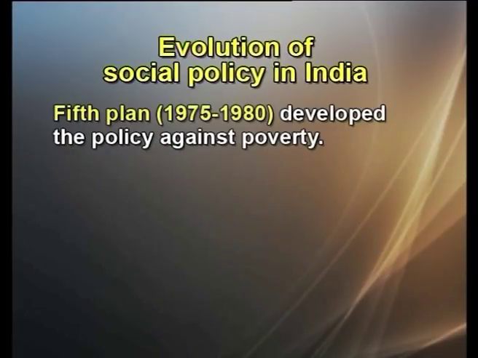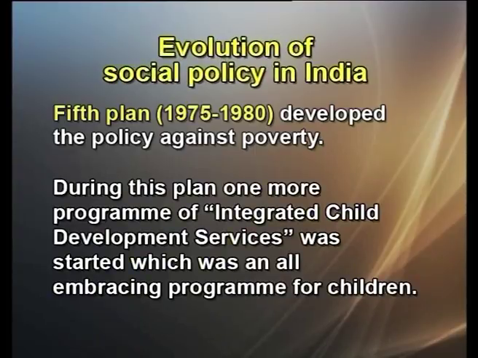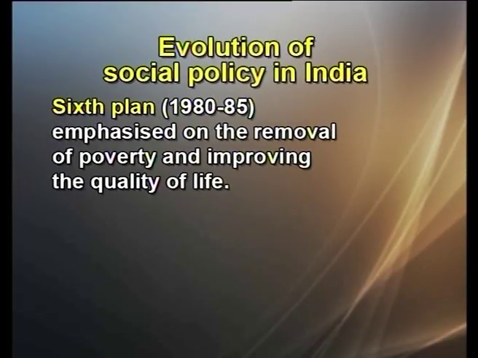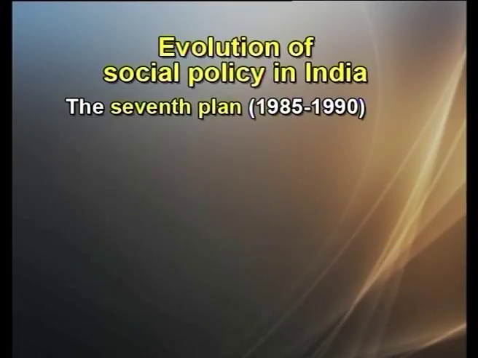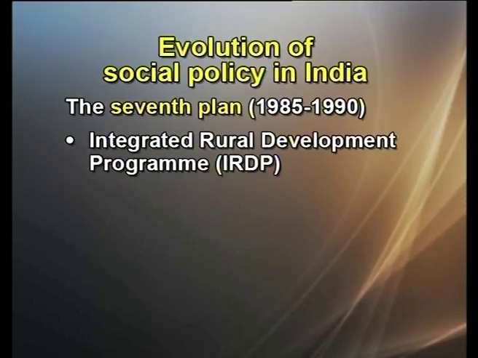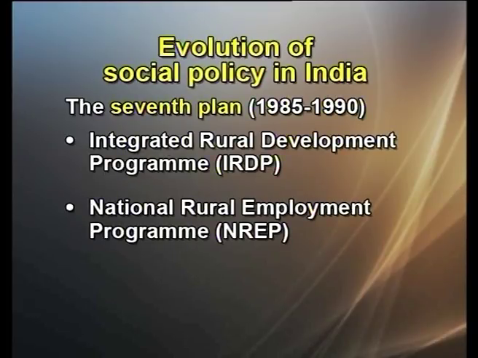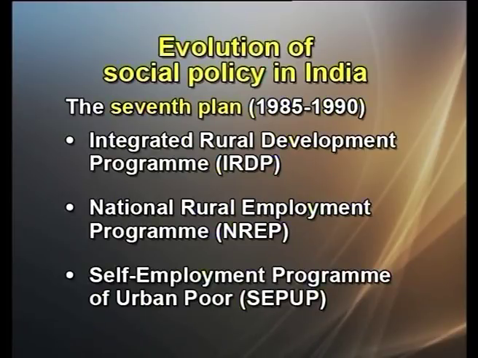The fifth plan developed the policy against poverty. During this plan, one more program, the Integrated Child Development Services, was started, which was an all-embracing program for children. The sixth plan from 1980 to 85 emphasized the removal of poverty and improving the quality of life. The seventh plan, 1985 to 1990, worked with the earlier programs with emphasis on employment generation for the poor. They started various programs such as the Integrated Rural Development Program, the National Rural Employment Program, and the Self-Employment Program of Urban Poor.